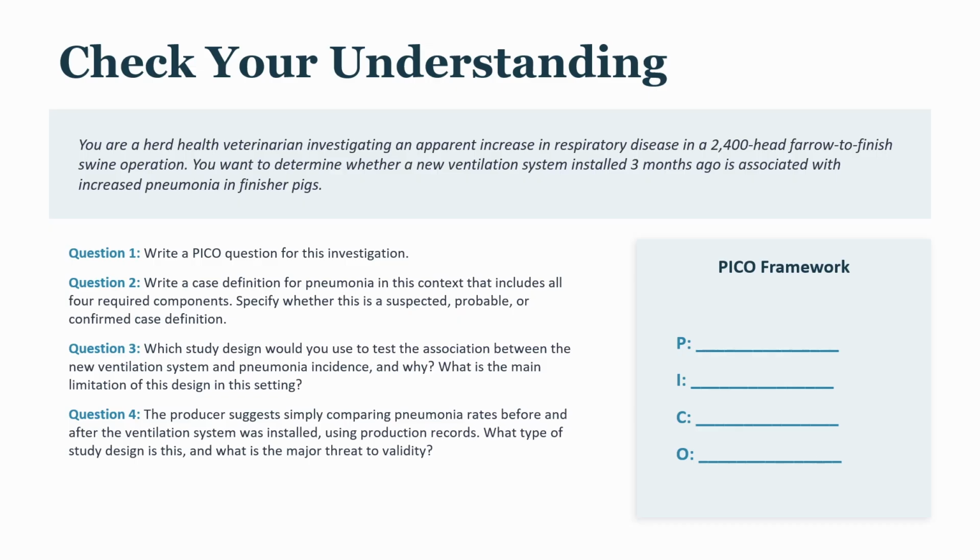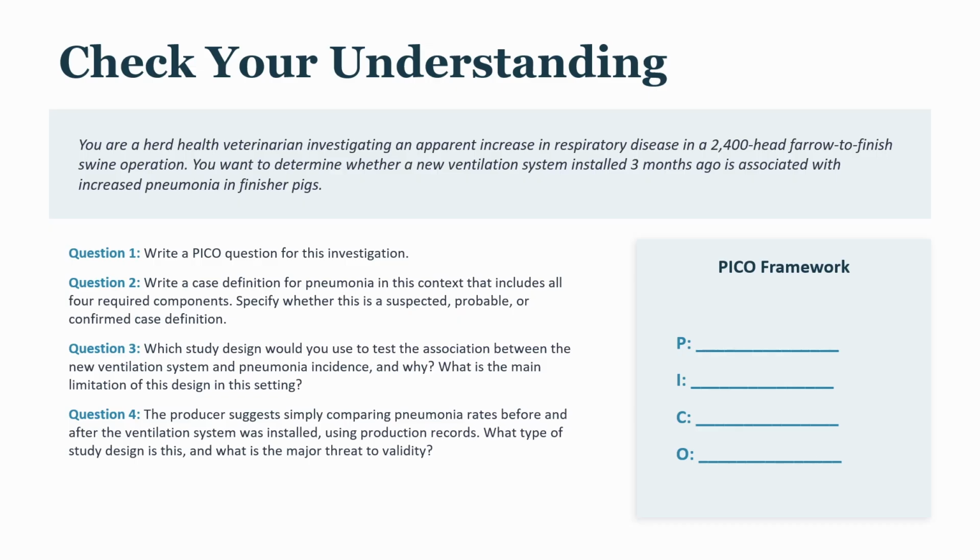C: Prior ventilation system, or pens still using the old system if the rollout was phased. O: Incidence of confirmed pneumonia, cases per 100 pig weeks at risk during the post-installation period. A well-formed PICO: in finisher pigs housed in a farrow to finish operation, is exposure to the new mechanical ventilation system associated with a higher incidence of pneumonia compared to pigs housed under the previous ventilation system?